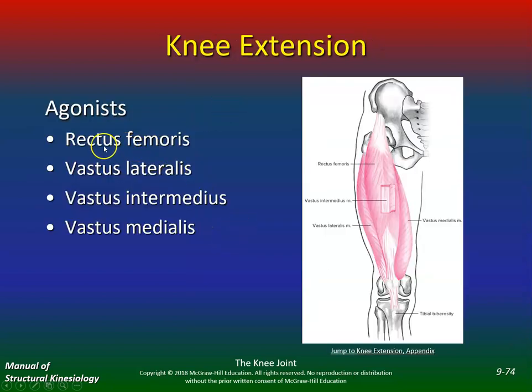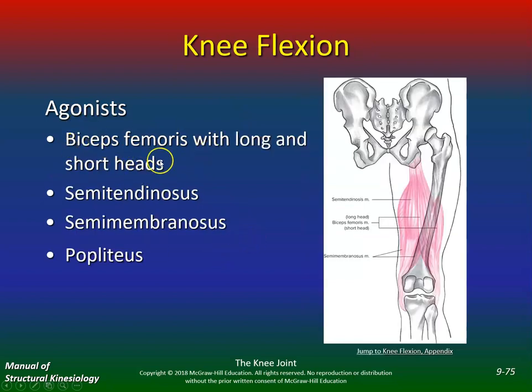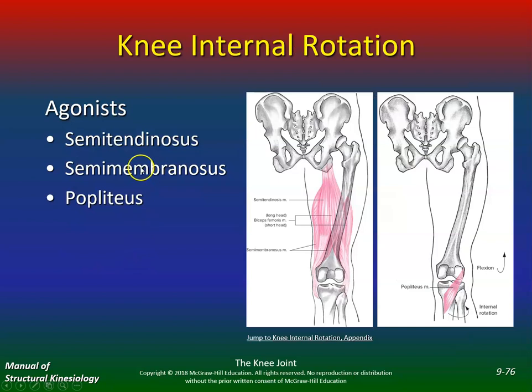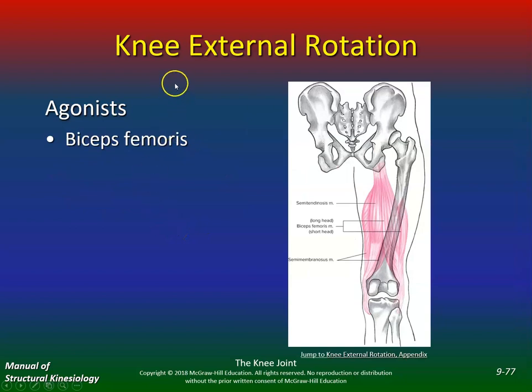Knee extensors: rectus femoris, vastus lateralis, vastus intermedius, and vastus medialis. Knee flexion agonists: biceps femoris, semitendinosus, semimembranosus, and popliteus. Knee internal rotation agonists: semitendinosus, semimembranosus, and popliteus. Knee external rotation agonist: biceps femoris.